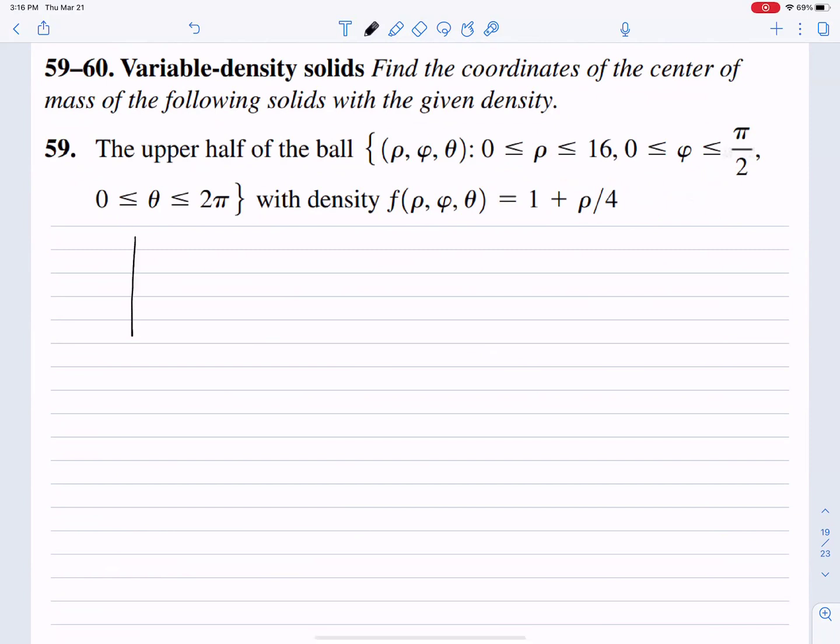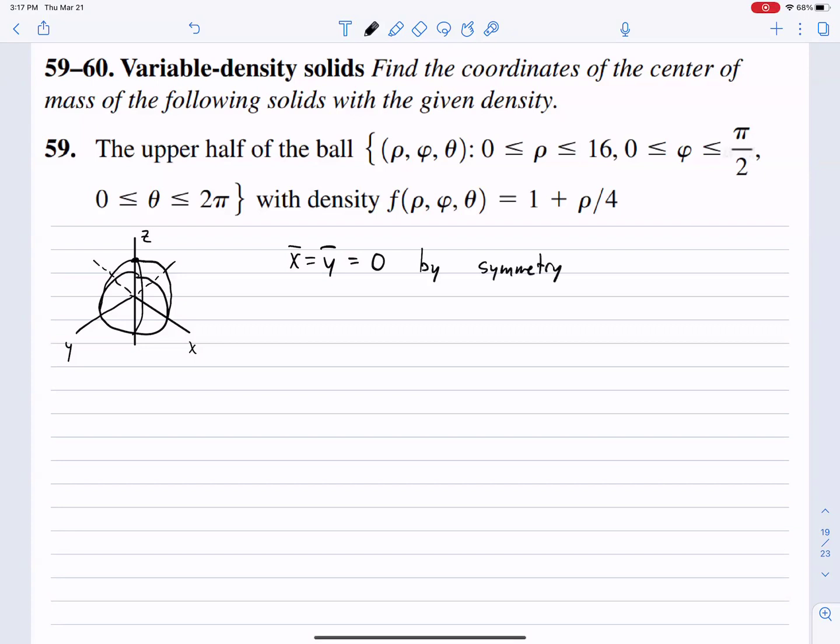Because of symmetry, that's gonna be said a lot with these things. We have this upper half, it's like a dome, right? That's really bad, but hopefully you understand what it is. It's a dome. And because the density only depends on distance from the origin, because that's what rho is, then where's the center of mass gonna lie? On the z-axis, right? Because there's the same amount of mass around it, so it has to lie on the z-axis. So x bar equals y bar equals 0 by symmetry.